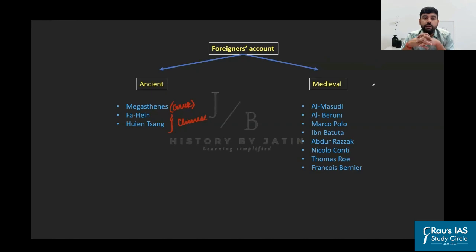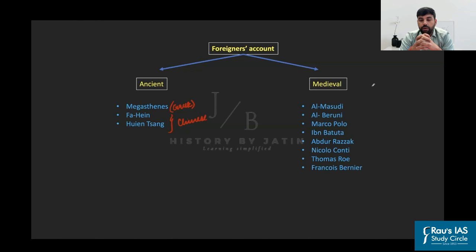Followed by Al-Baruni, who came with Muhammad Ghazni, Marco Polo, an Italian, and Ibn Battuta, who came from Morocco, the Arabic world. Some of them wrote in Arabic. Marco Polo wrote in Italian. Ibn Battuta and Al-Baruni wrote in Arabic. Al-Masudi, I think, wrote in Persian. Basically, the foreign travelers who came to India had one thing in common: they studied Indian society, Indian polity and Indian economy.